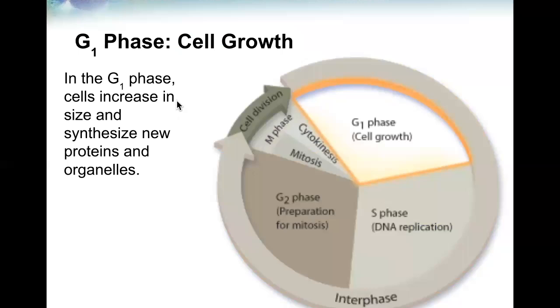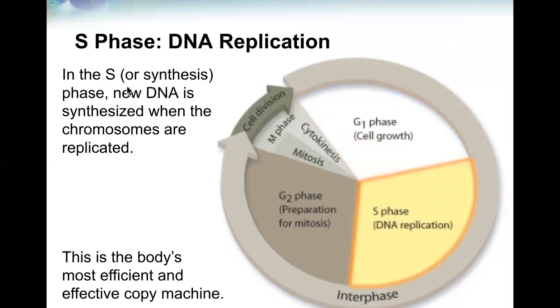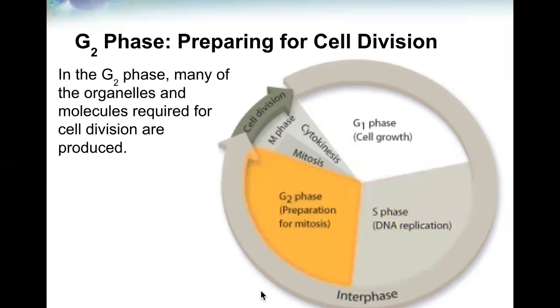In the G1 phase, cells increase in size and synthesize new proteins and organelles. So they're producing enough of the proteins and enough of the organelles to eventually split. In the S or synthesis phase, new DNA is synthesized when the chromosomes are replicated. This is the body's most efficient and effective copy machine. In the G2 phase, many of the organelles and molecules required for cell division are produced.